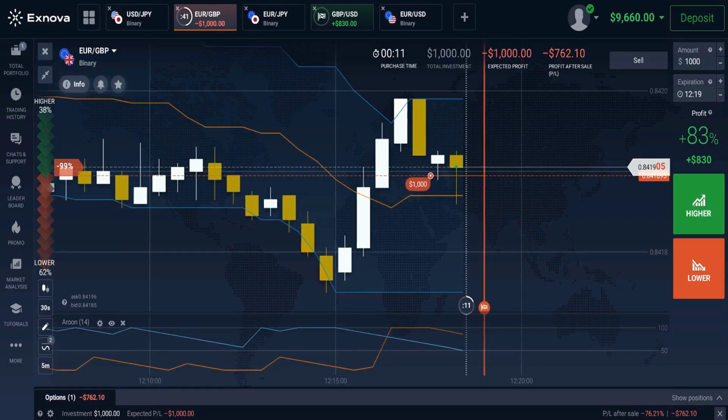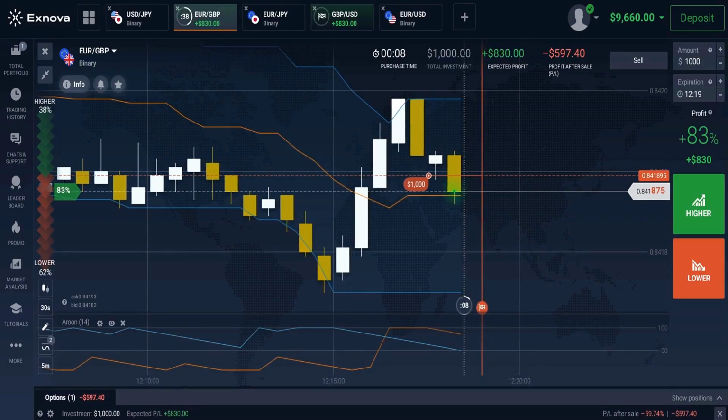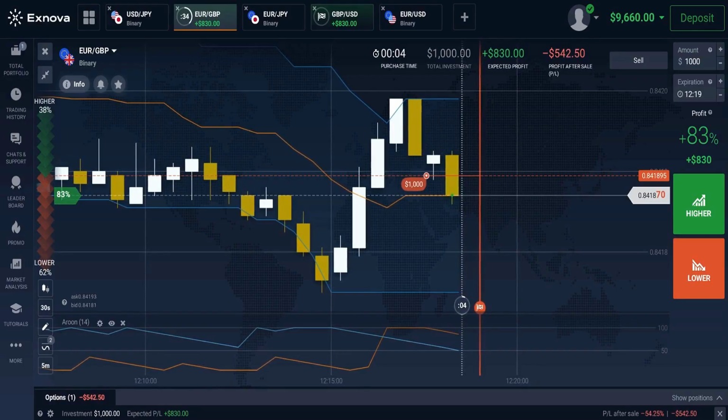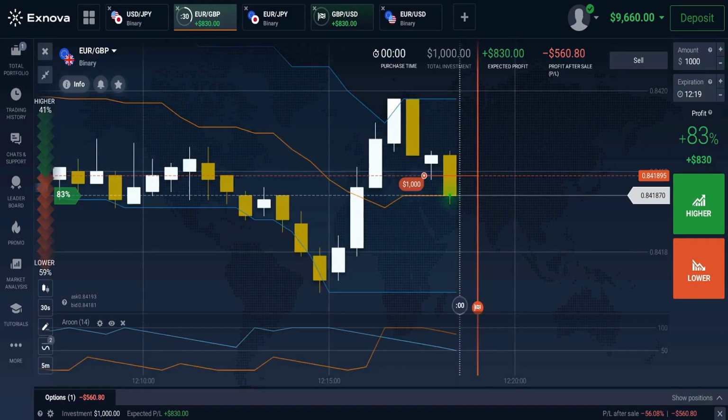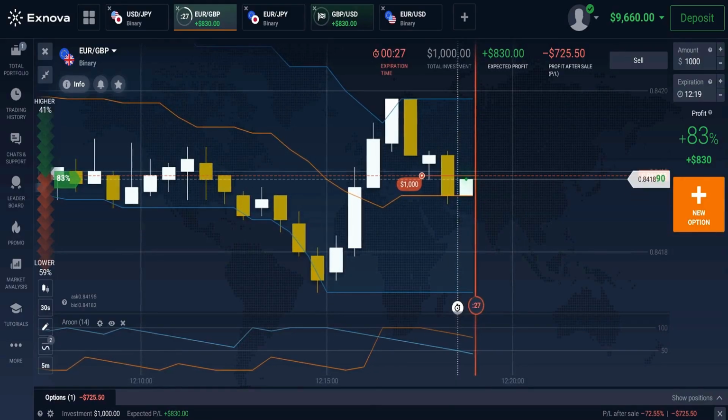This is a very important part of trading. Once the setup is done and the trade is placed, avoid making any changes. Trust your analysis, stay calm, and let the trade play out naturally.